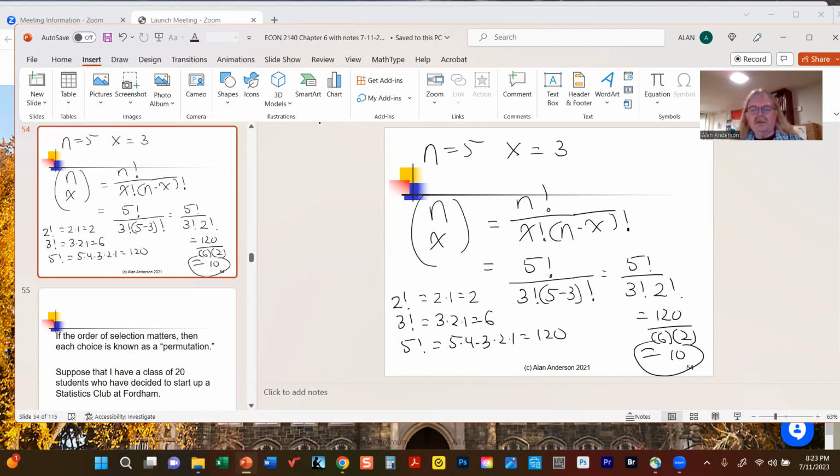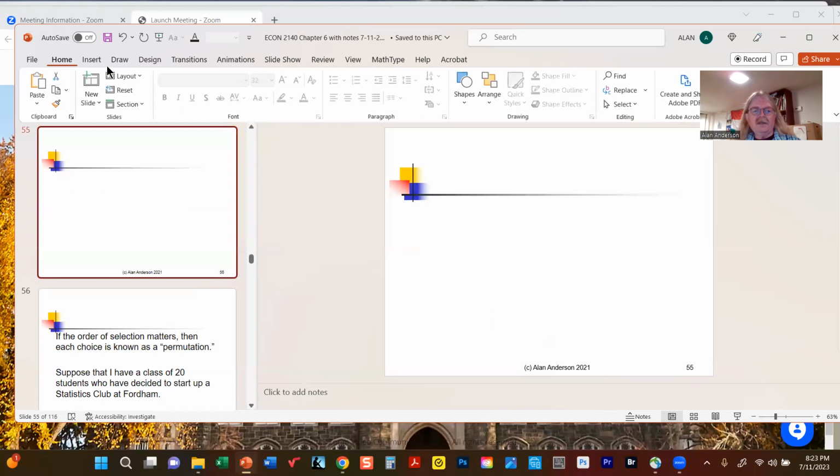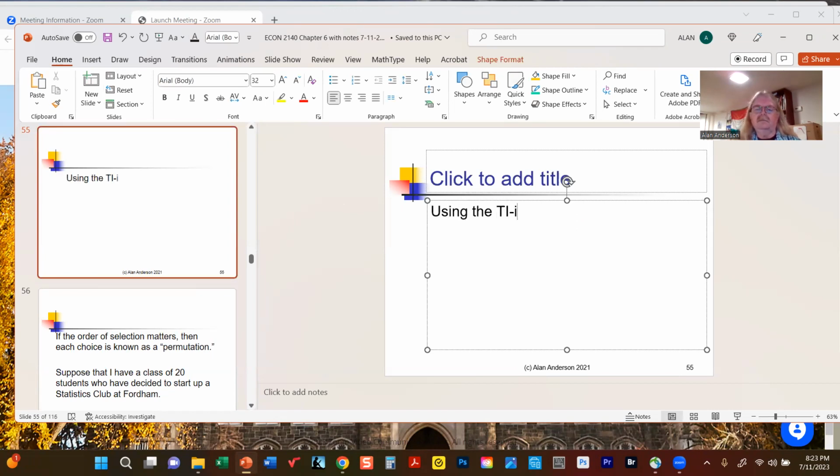So I had 2 options. I could either draw up a list, which would have taken a while, or just simply use this formula. Now, I'm going to give you a helpful hint. There's a function built into this calculator that'll do this directly. And it's actually in the same menu as the factorials. So remember, n is 5 and x is 3.